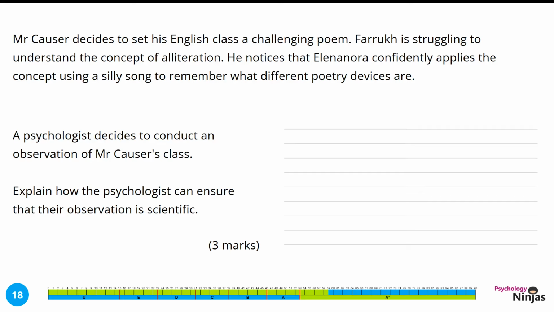We have the command word explain, which means we need to give detail and extension in our discussion here. There is also some assumed psychological knowledge here in terms of features of science, and we would need to incorporate these into our response. Because there is a stem here, we need all of our 3 marks to be application. We need to link this into the psychologist looking at Mr. Causa's class and the specific details within the information that we've been given. Let's have a look at a response.